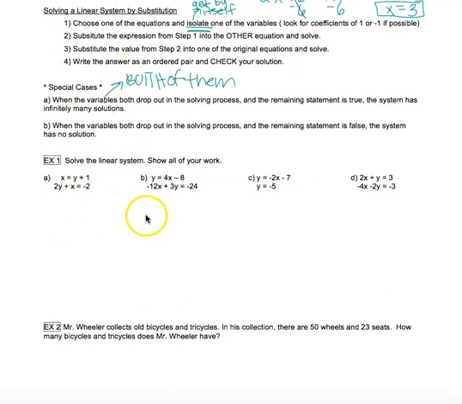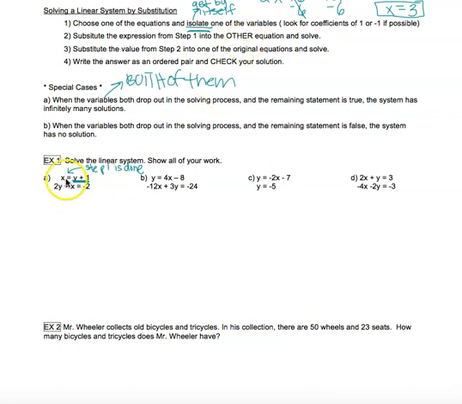So step 1, choose one of the equations and isolate one of the variables, meaning I'm trying to get x or y alone. Now, when I look at this first equation, x is already alone. So that means I've already got step 1 done for me. Then step 2, we're going to substitute the expression that it's equal to. So in this case, y plus 1, we are going to substitute that into the other equation.